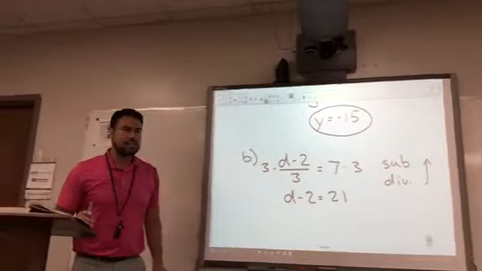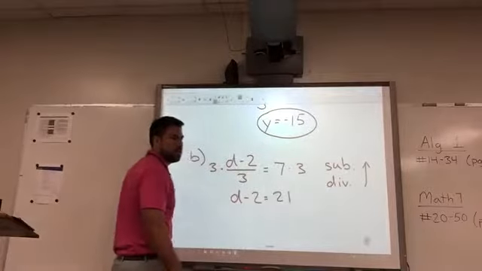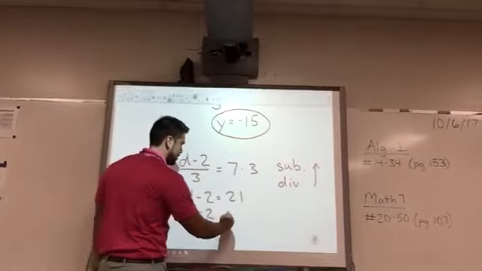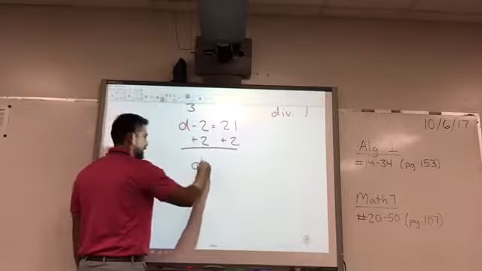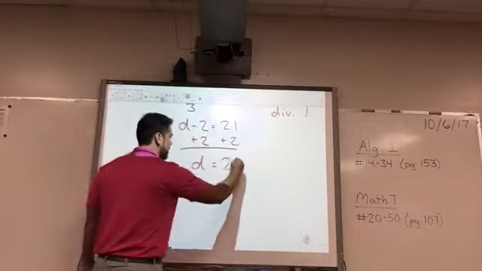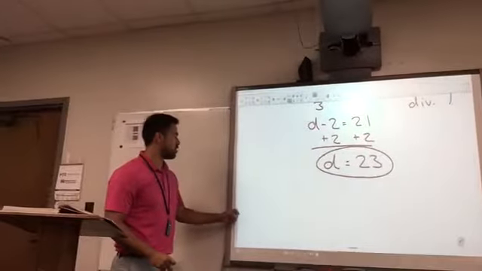What do I do with the subtraction, Owen? How do I undo the subtraction of 2? Add 2 to both sides. Yep, just add 2 to both sides. And I am left with D equals 23. Okay, that's what I think my answer is. Is it truly my answer?